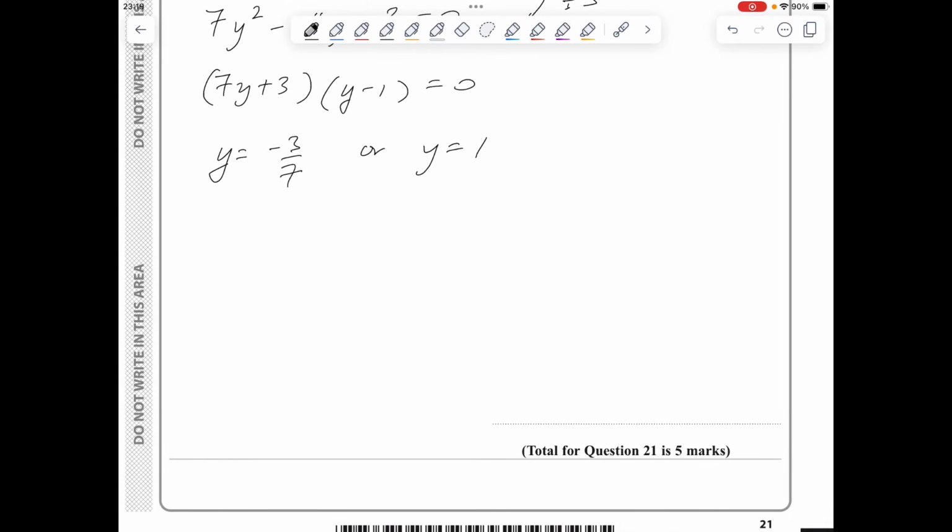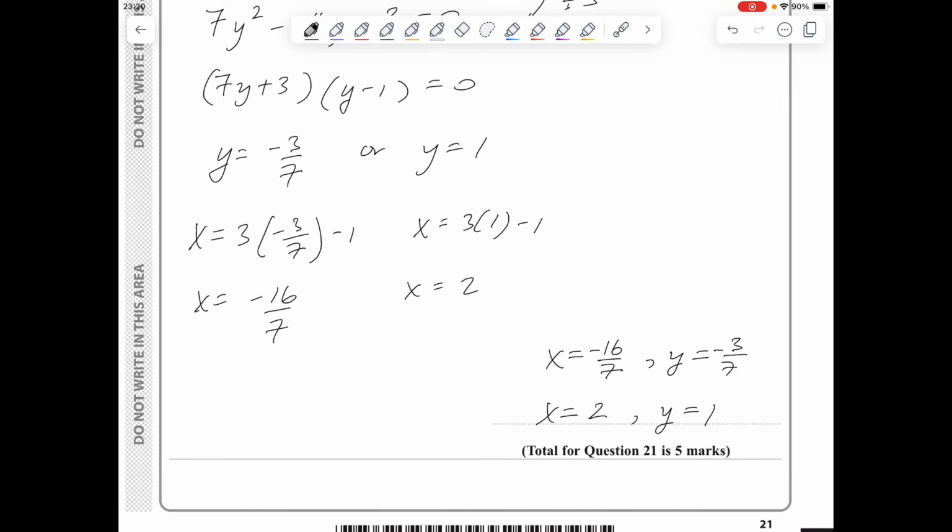So the first one will give me 3 times minus 3 over 7 minus 1. So x comes out to be minus 16 over 7. And the second one is 3 times 1 minus 1. x comes out to be 2. So my paired solutions are the following.